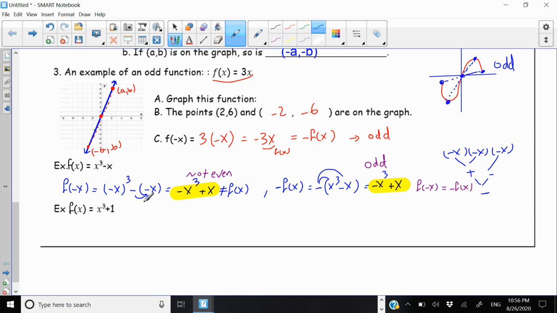Okay, now let's do this one. Again, I need to find f of negative x. Let's see what happens. So it will be negative x to the power of 3 plus 1. Negative x to the 3 is negative x to the 3 plus 1. Okay, so at the first evaluation, I can see that this is not equal to f of x. So it's not even.